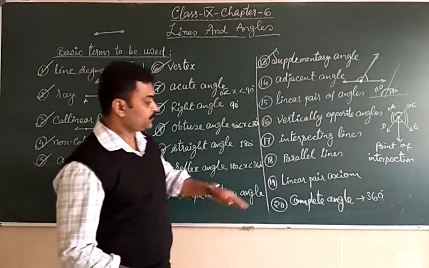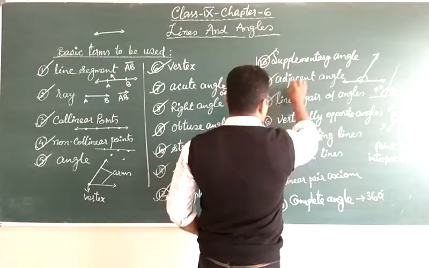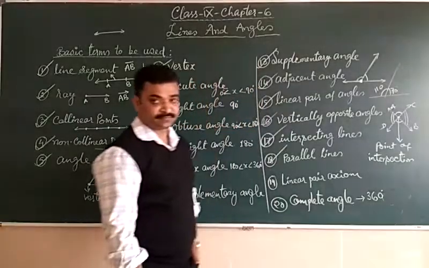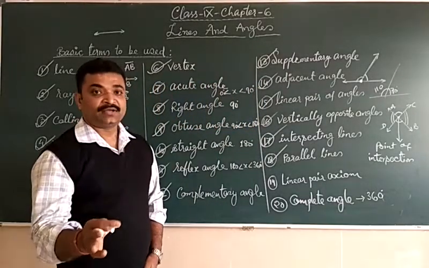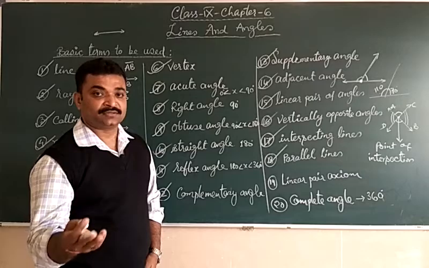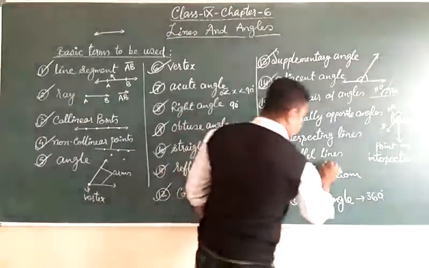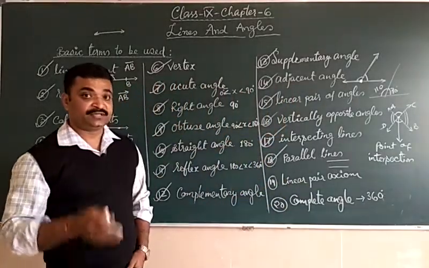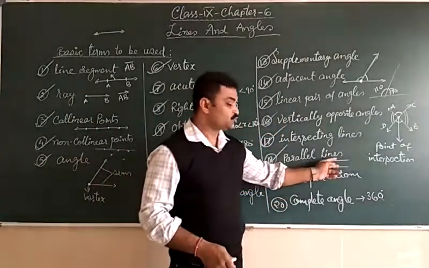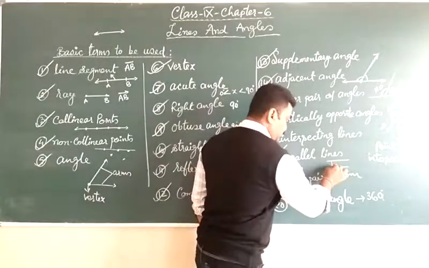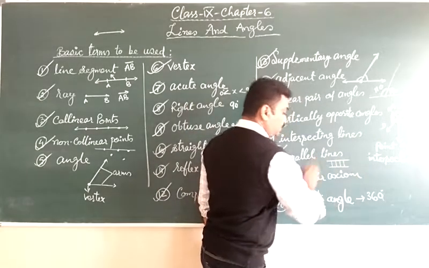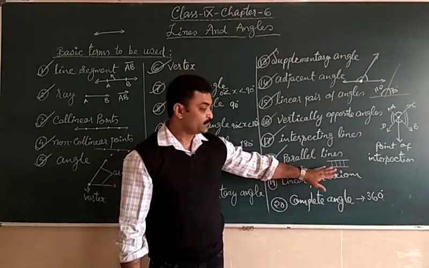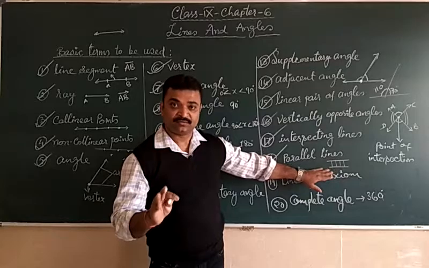Clear? Now, adjacent angles, linear pair of angles, vertically opposite angles, then intersecting lines, parallel lines. What are parallel lines? If two lines are not intersecting, that means they are parallel. The distance between each point of these two lines is the same everywhere. These lines are called parallel lines. They will not meet at any point.